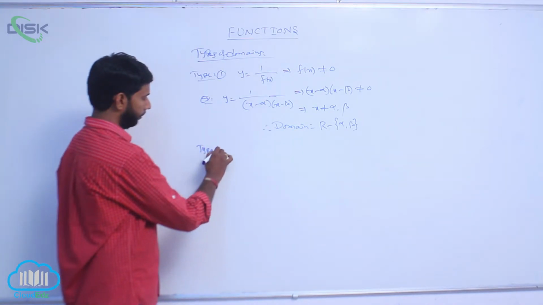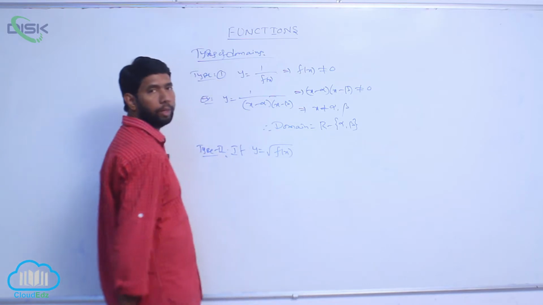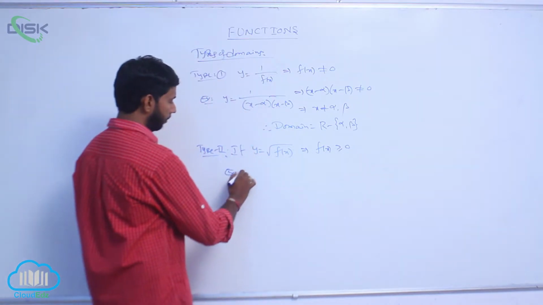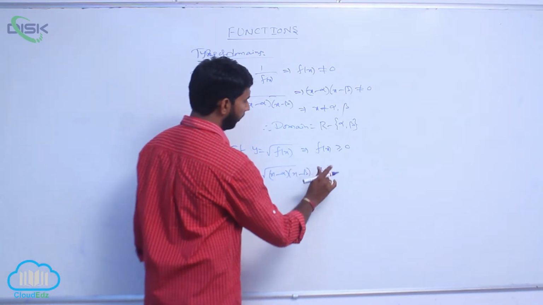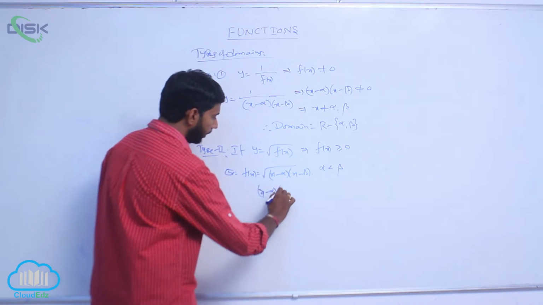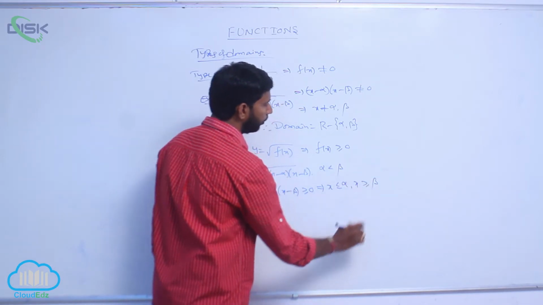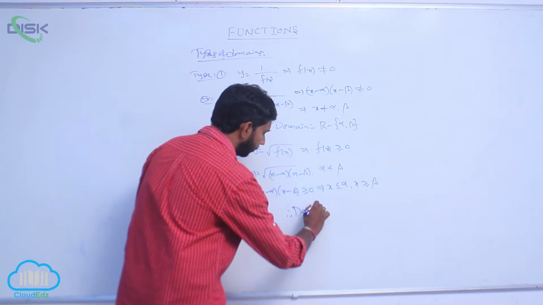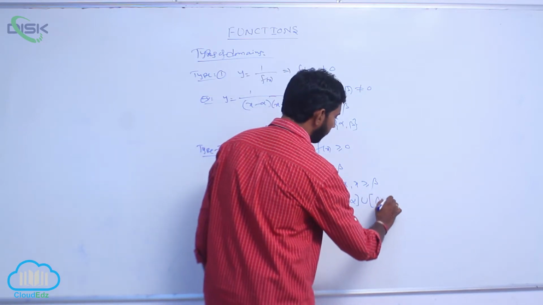And next one, type 2. If any function y is of the form y is equal to root f of x, that implies f of x is greater than or equal to 0. Suppose an example is f of x is equal to square root of x minus alpha and x minus beta, where alpha less than beta, then its domain is x minus alpha and x minus beta greater than or equal to 0. That implies x less than or equal to alpha and x greater than or equal to beta. Therefore, domain is equal to open minus infinity comma alpha closed union closed beta comma open infinity.